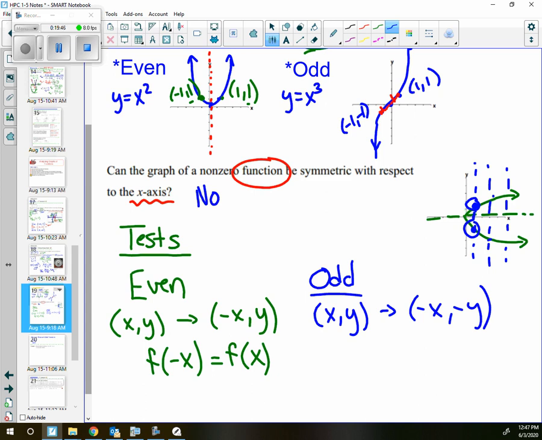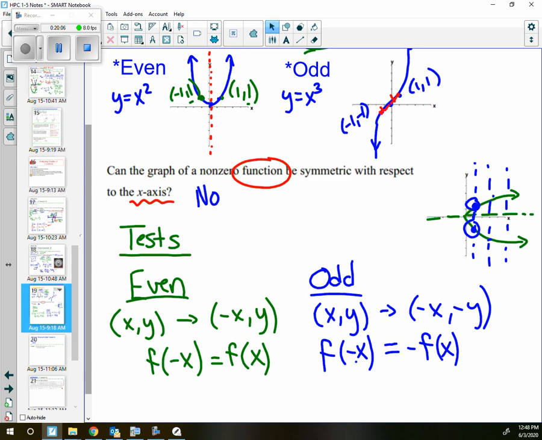So in function lingo, that means f of opposite of x, like if I put in a negative for the x, we also better have the opposite of f of x. So not only does the x change sign, so does the y. They both have to be opposite to have origin symmetry. So we can check from equations for even or odd by doing that check for those points. Are those ordered pairs actually on the graph?